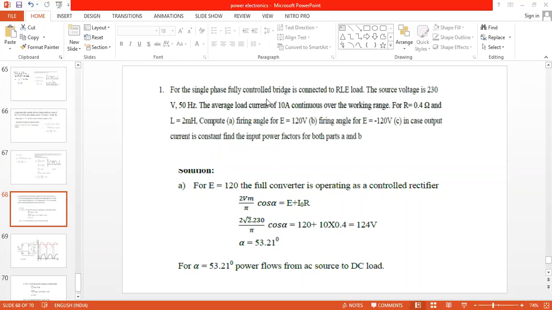Full converter with inductor load we are doing right now. So the full converter is connected to RLE load. Now my question is, what is the difference between RL load and RLE load? If the motor back EMF value is taken into consideration, then the load is called the RLE load. Okay, the motor back EMF.